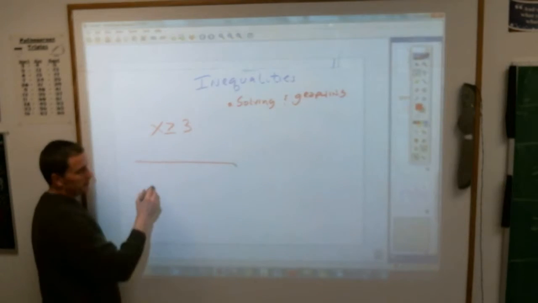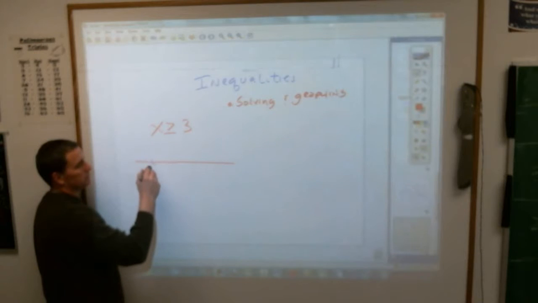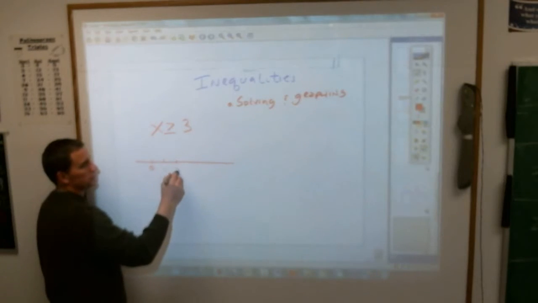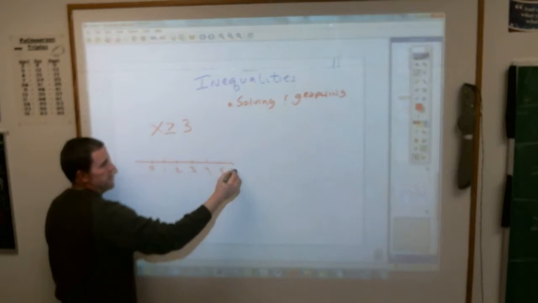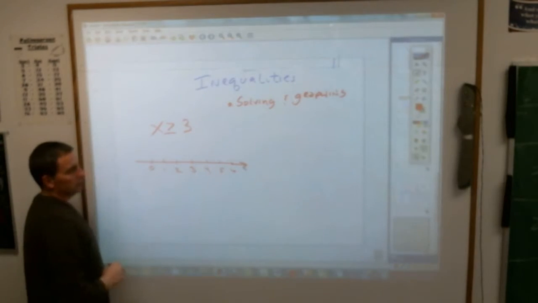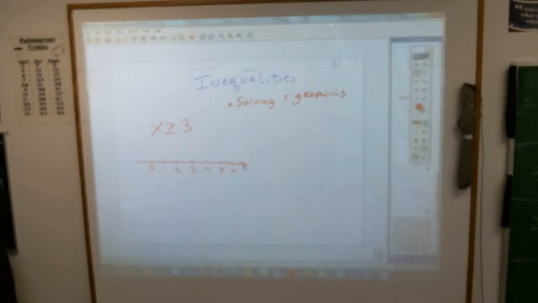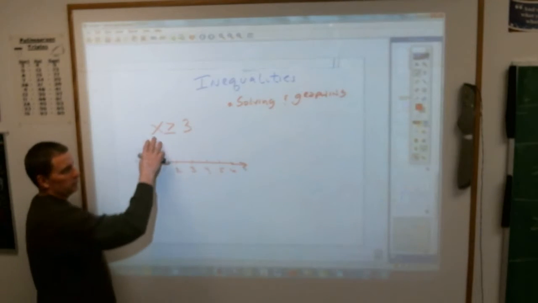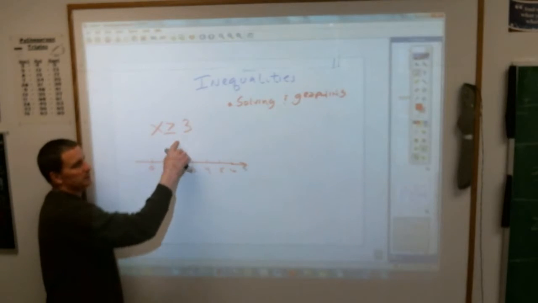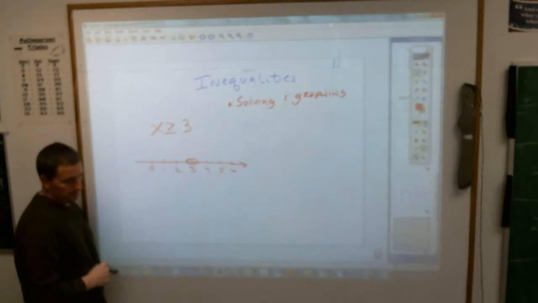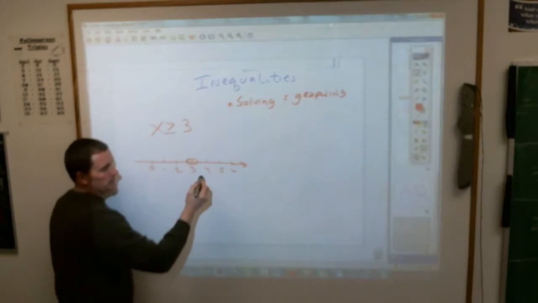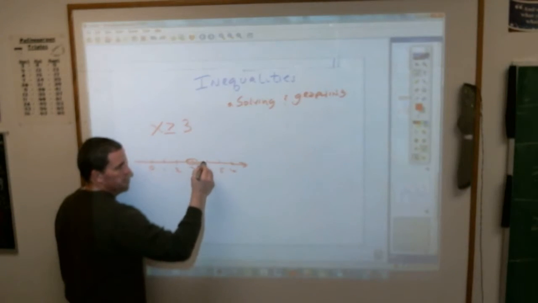Okay, and you know how number lines usually go like this. They go 0, 1, 2, 3, 4, 5, 6, and go on forever. If I were showing this on a number line, I would darken in every answer that is true for this. Well, it's going to start at 3. So put a little circle at 3. And then I darken in the side, whichever way it goes.